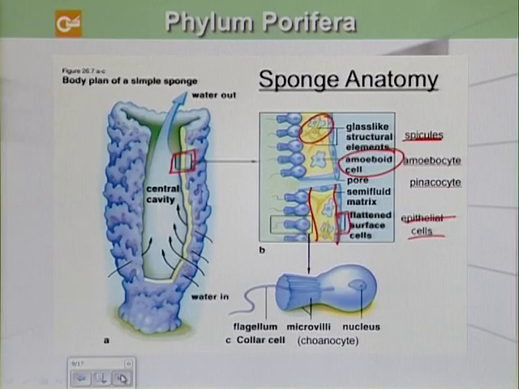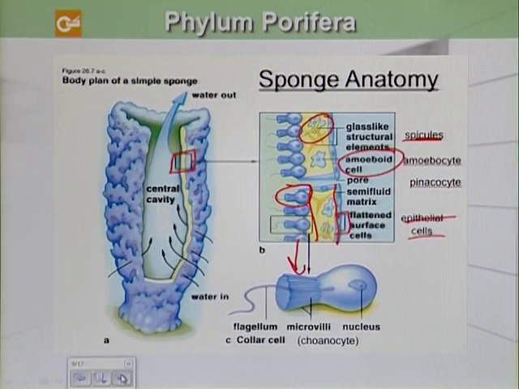The amoebocytes are multifunctional. They transport and store food, and the spicules are skeletal, or they function as a skeleton. In addition, we can see that there are choanocytes, and if we enlarge this choanocyte, we can see that it is exactly like a type of unicellular protist called choanoflagellate that we studied earlier, and it seems certain that these choanoflagellates are the ancestors of the sponges.